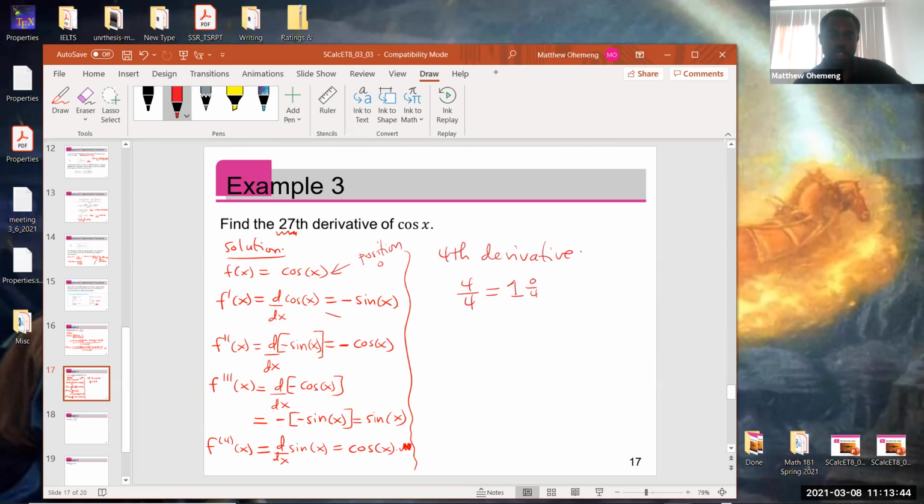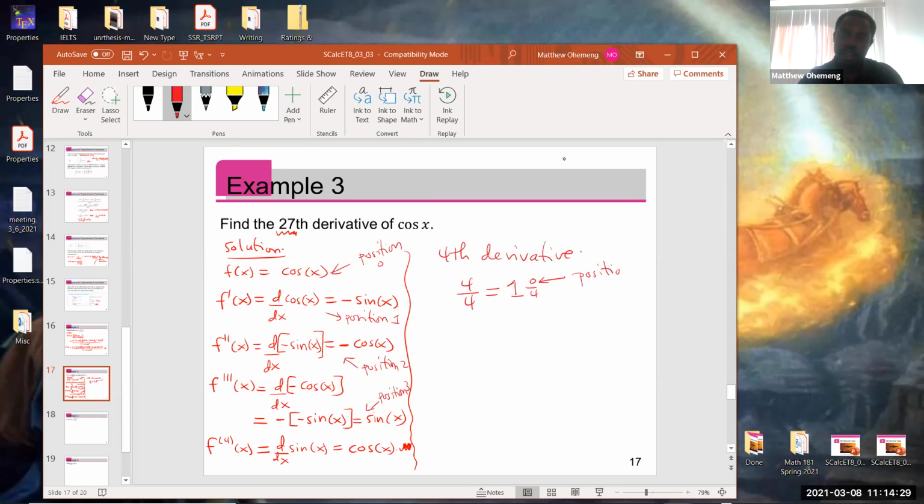The first derivative matches position 1. The second derivative, the negative cosine, matches position 2. The sine of x matches position 3. And then the cosine repeats again, position 0. So whenever you're trying to find, say, the fourth derivative, you divide 4 by 4. Okay, I'll try more examples. You divide and check the remainder. If I divide 4 by 4, the remainder is going to be 0 over 4. So what is the 0th position?